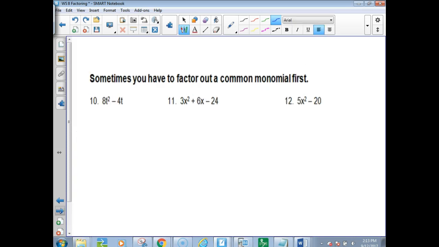All right. Sometimes you have to factor out a common monomial first. Monomial means a single term or a single factor. So you look for something in common. What's in common to the 8t squared and the 4t? 4t. Okay, so you can divide both of those by 4t. So you factor out a 4t.